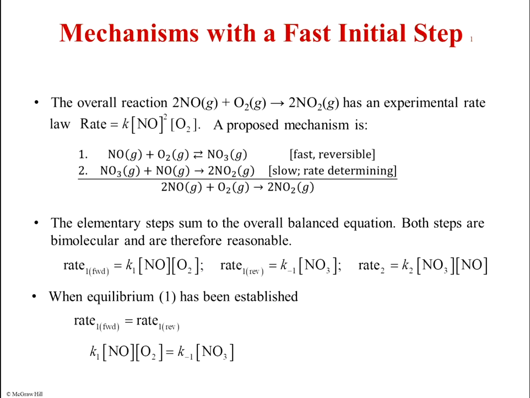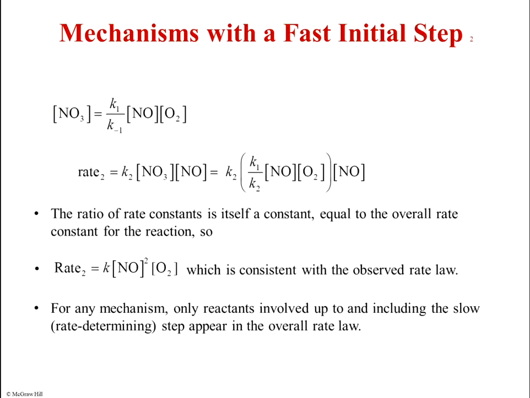So that means K1, that first rate constant, times the nitric oxide concentration times the oxygen concentration, will equal the reverse rate constant times the nitrogen trioxide concentration. And we can rearrange this to determine the nitrogen trioxide concentration. So let's do that. Nitrogen trioxide would equal the forward rate constant divided by the reverse rate constant times the nitric oxide concentration times the oxygen concentration. And we can plug that value for the nitrogen trioxide concentration back into the rate expression for the second step. If we do that, we end up with this equation.